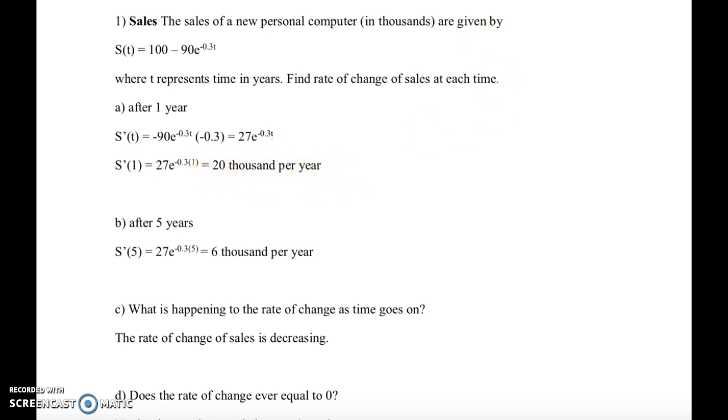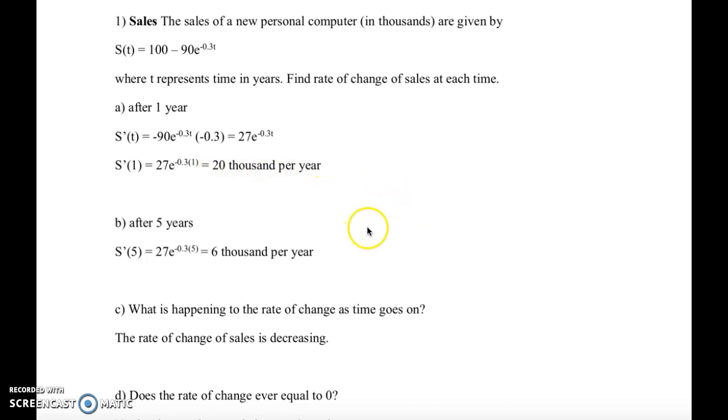But remember that our problem is in thousands. So we actually have 20,000 per year. So pay special attention if they give you another option here. If it's in thousands, you can either write 20,000 in numbers or 20 and the word thousand.